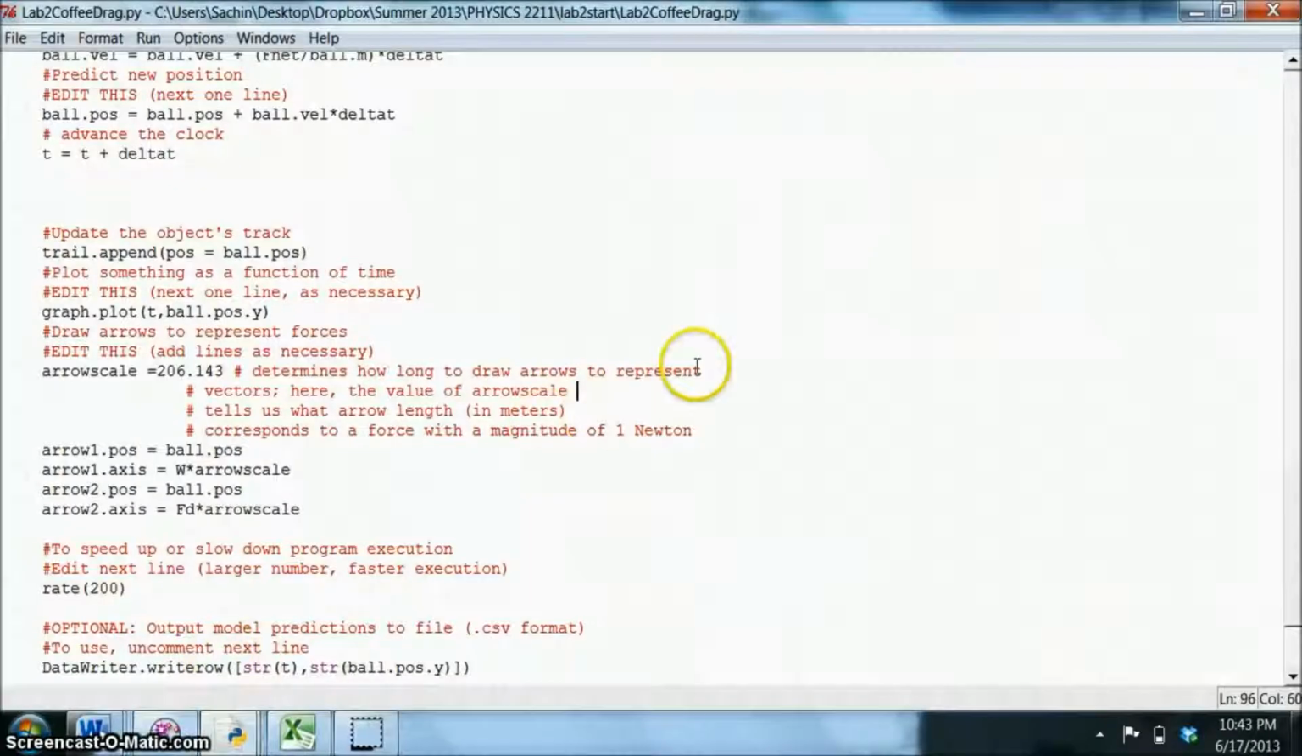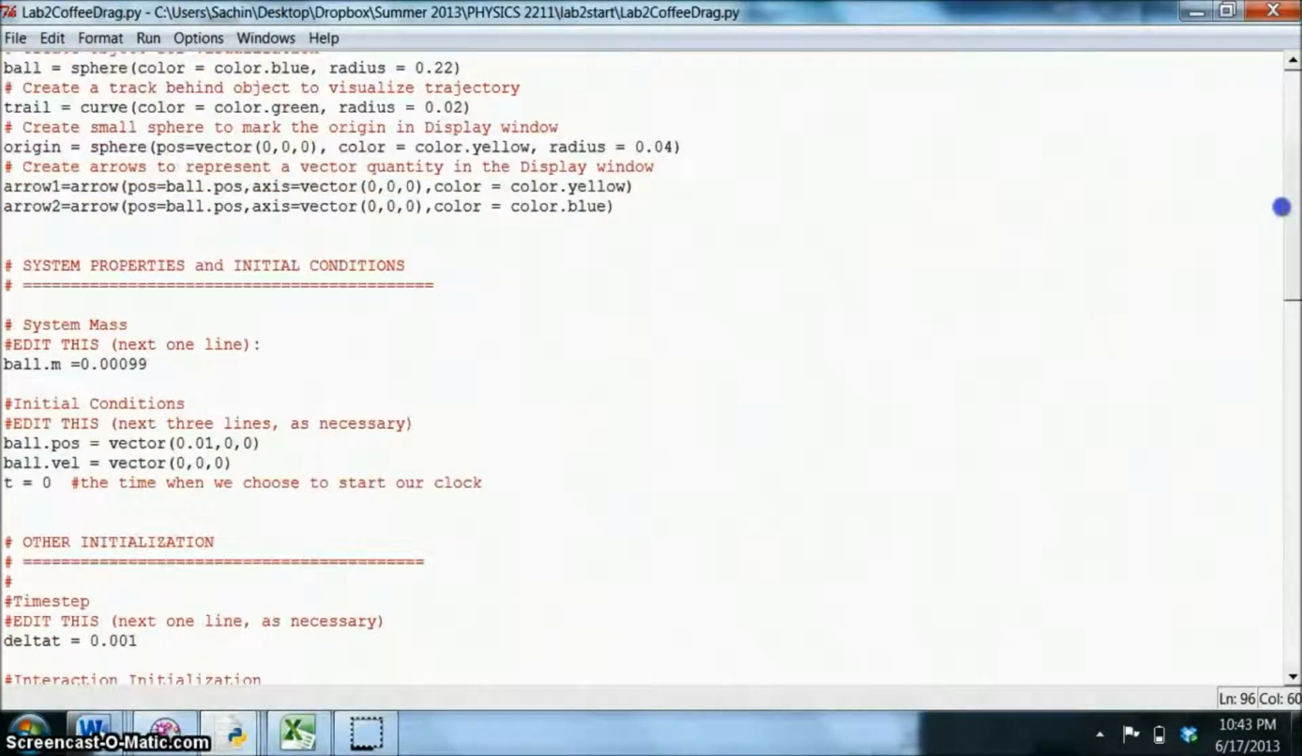Let's look at my code. In my code, I plugged in the mass. It was approximately 1 gram, which is 0.00099 kilograms, which was the mass of the coffee filter. The initial position we got from tracker. The initial velocity was 0, 0, because the object was at rest in my hands before I dropped it.